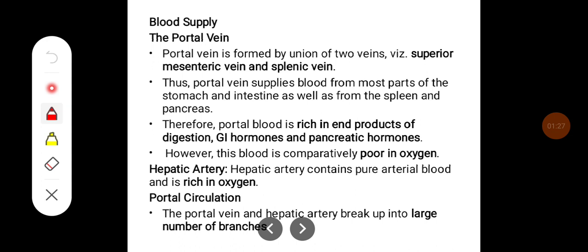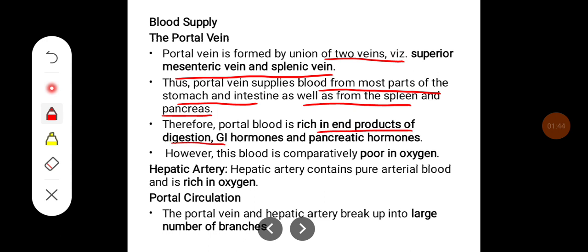The portal vein is formed by union of two veins, that is superior mesenteric vein and splenic vein. Thus the portal vein supplies the blood from the most part of the stomach and intestine as well as from spleen and pancreas. Therefore, portal blood is rich in end products of digestion, GI hormones, pancreatic hormones. However, this blood is comparatively poor in oxygen. So, the liver also receives blood from hepatic artery. Hepatic artery contains pure arterial blood which is rich in oxygen.